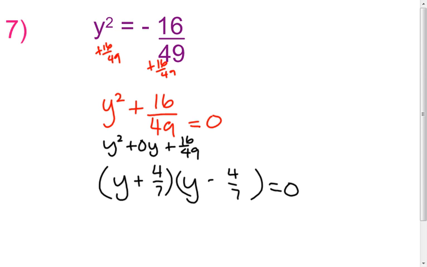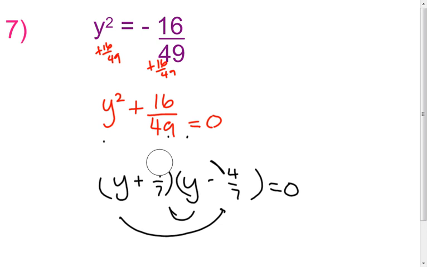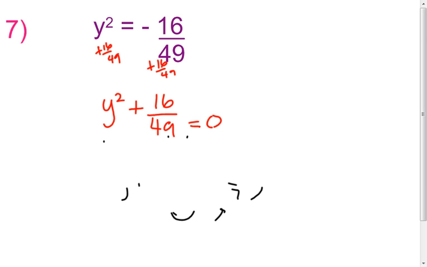But here's the problem. It has to be positive 16/49s. So my outsides and my insides right now do give me the 0y in the middle, but it doesn't give me positive 16/49s. When I check my 2 backs, I have 4 sevenths times negative 4 sevenths, which gives me negative 16/49s, not positive 16/49s. And that's why, remember, your solution to this one is no solution by factoring should be your answer.